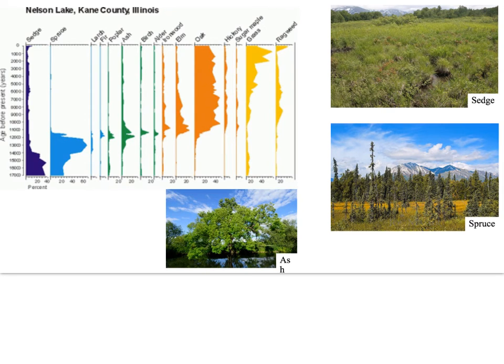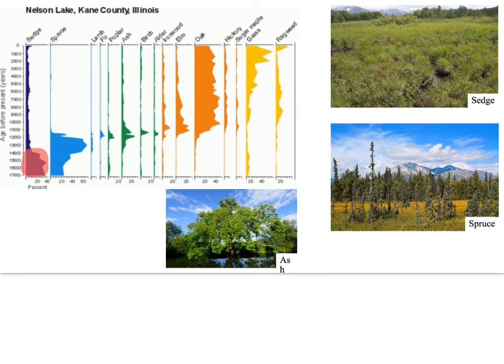Now I'm just going to take you through this example to show how pollen analysis can be used to determine the climate and how that has changed over time. This is from Kane County in Illinois in the United States, and we can see 17,000 years ago the dominating pollen at this particular core was sedges, and that is relevant around about here, which I've just highlighted.